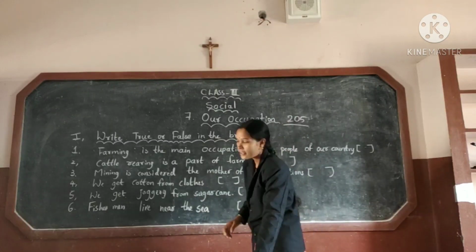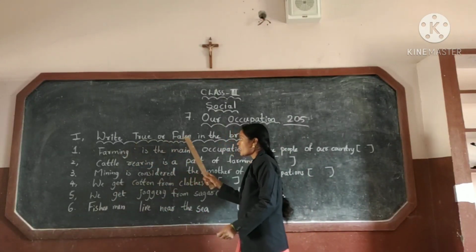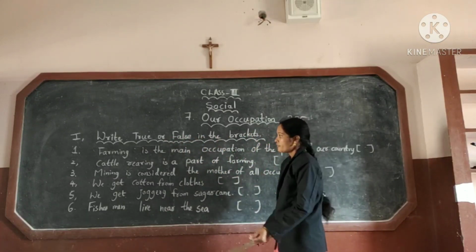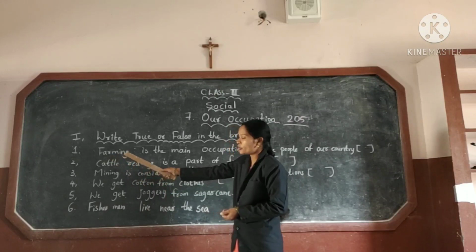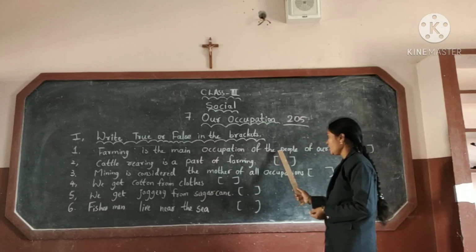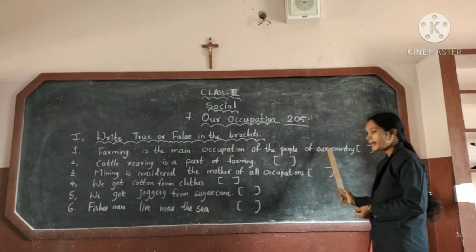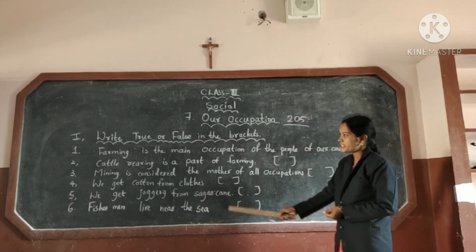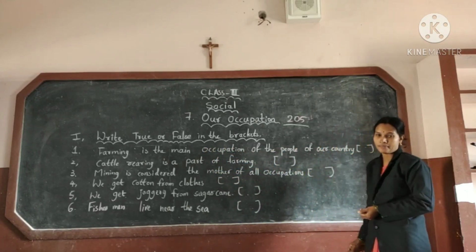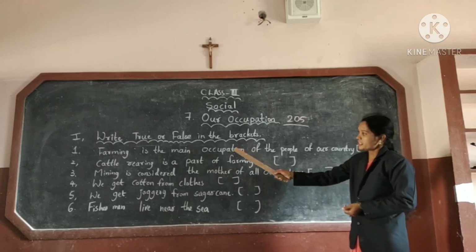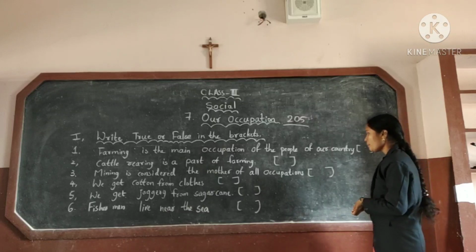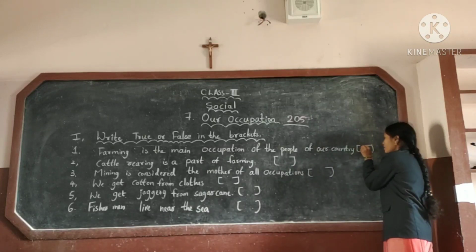First topic is write true or false. Write true or false in the brackets. First question: farming is the main occupation of the people of our country. Tell me, students, is this statement correct? Yes, farming is the main occupation of the people of our country. Yes, you can write T.